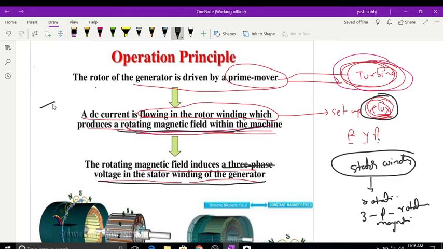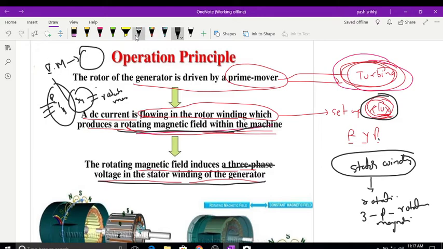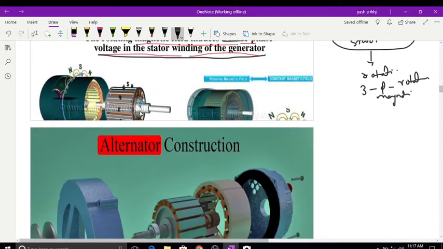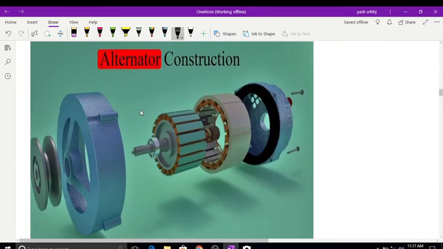In the same way, if you give the three-phase RYB supply to the synchronous motor, it will produce a rotating magnetic field. If you give the three-phase supply to the three-phase induction motor also, it will produce a three-phase rotating magnetic field in the rotor. So let us discuss the construction.